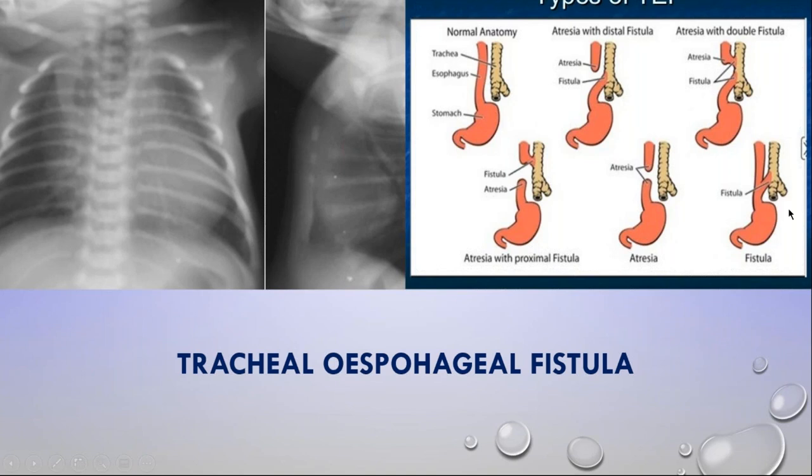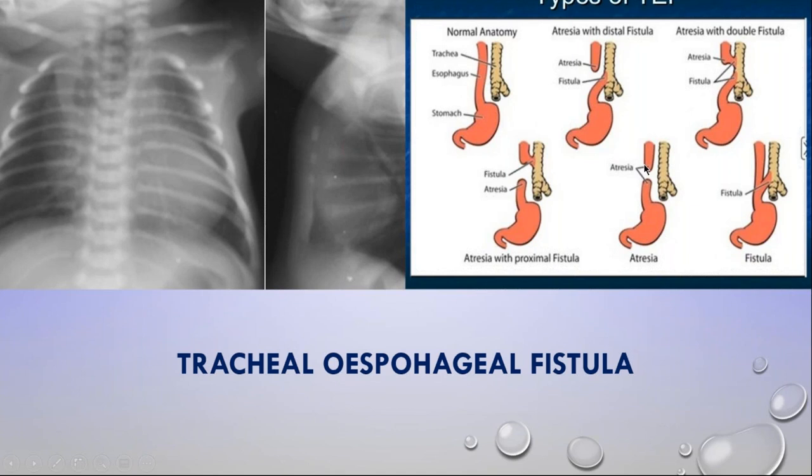Now, in this situation here, it's generally a fairly straightforward procedure. In this one, it could be a straightforward procedure. But these two, it becomes problematic because there may not be sufficient esophageal tissue to get them to meet one another, and we'll have to pull this esophagus up to get it to anastomose, to make it connect.